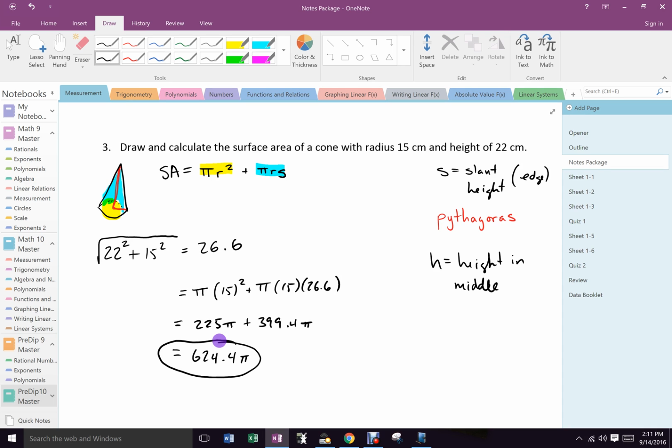Is that cool? Now, if you're the type of person that can't leave it like that, then of course all you're going to do is do 624.4 times pi equals. And that's going to get you an answer. It's going to be like 1800 or whatever, right? Everybody good? Okay.